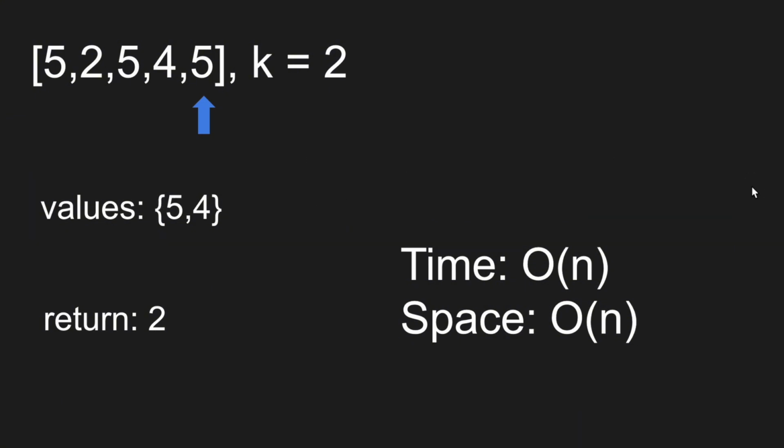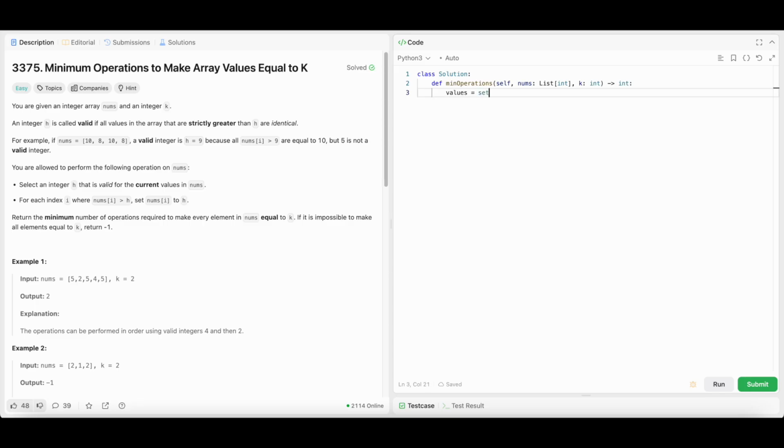So now let's get to the coding part. So first we'll initialize values to an empty set, and then we will look for n in nums. If the number is less than k, then we'll return -1 right away. And if it is greater than k, then we will add the number to values. And then in the end, we'll return the length of values. See if it works.